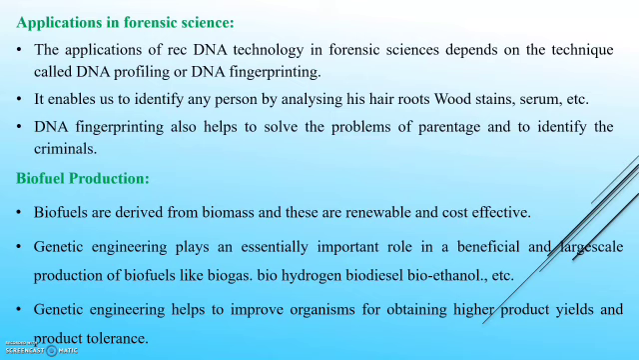And application in forensic science. The application of recombinant DNA technology in forensic science largely depends on the technique called DNA profiling or DNA fingerprinting. It enables us to identify any person by analyzing his hair roots, blood stain, and serum, etc. This DNA fingerprinting also helps to solve problems of parentage and to identify criminals by tracing the fingerprints or any parts of the body such as hair, nails, etc.